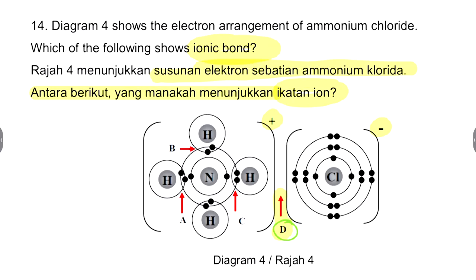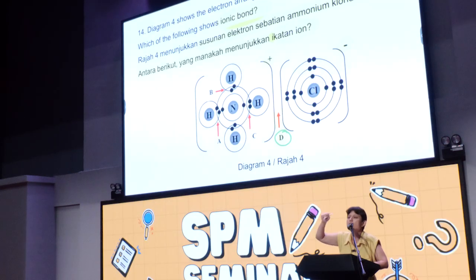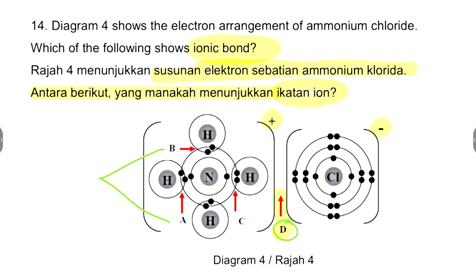Okay. If they are asking you covalent, which is the bond? Covalent is which one? A or B is covalent. If they are asking you ikatan datif, which one is it? C, correct.